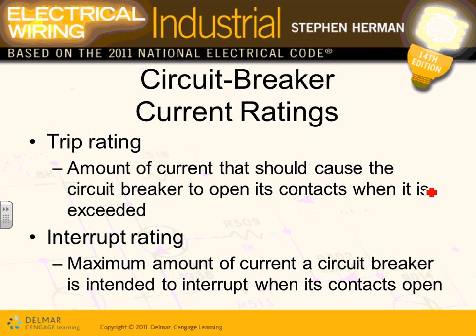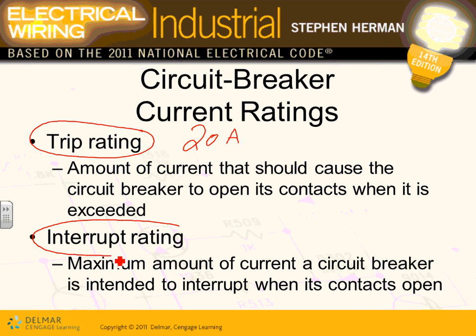Circuit breakers as well as fuses, guys, have two ratings. One of them is called the trip rating. This is, say, a 20 amp circuit breaker: the amount of current that should cause the circuit breaker to open its contacts when it's exceeded. So if you have a 20 amp circuit breaker, that's called the trip rating. The interrupting rating, gentlemen, is the maximum amount of current that the circuit breaker can trip under an abnormal condition like short circuit or ground fault.